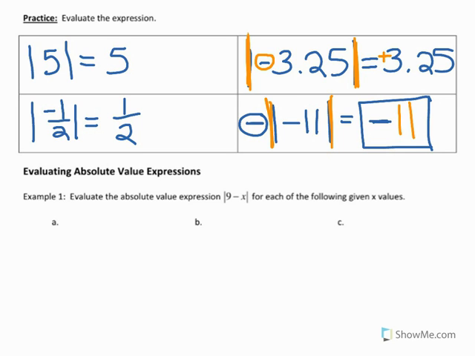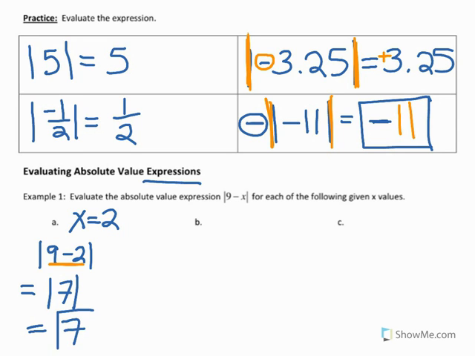Lastly, we're going to look at evaluating expressions with absolute value. So let's take a look at example 1. Evaluate the absolute value expression, the absolute value of 9 minus x, for each of the following x values. Let's first try x equals 2. We get the absolute value of 9 minus 2. Now, absolute value is very similar to parentheses. We're going to simplify inside the absolute value first. So, 9 minus 2 is 7, and the absolute value of 7 is just 7 itself.